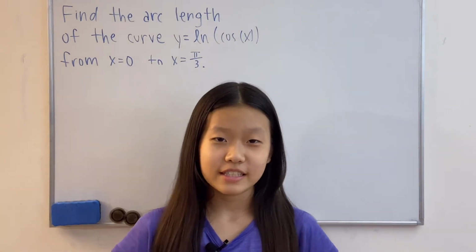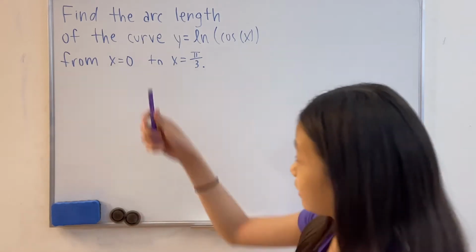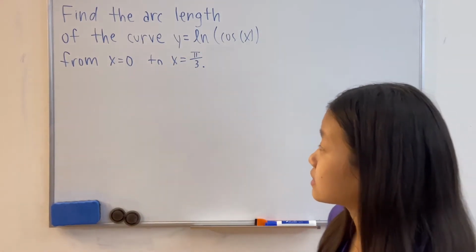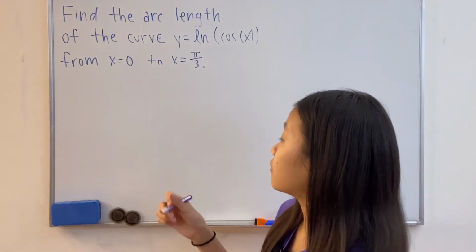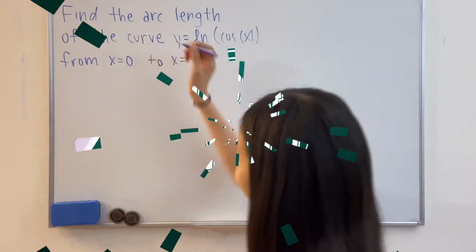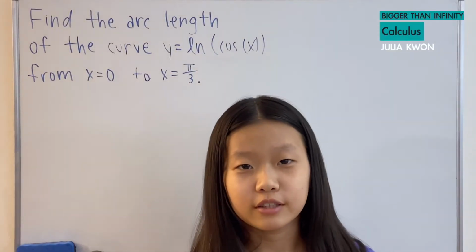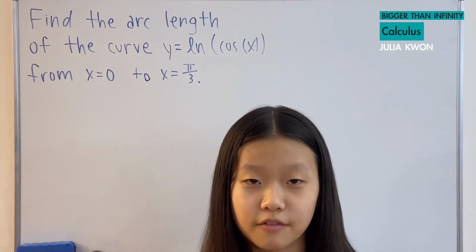Hello everyone, in this video I'm going to be showing you how to find the arc length of the curve y equals ln of cosine x from x equals 0 to x equals pi divided by 3. And first I would like to demonstrate how to actually find the arc length of a curve.